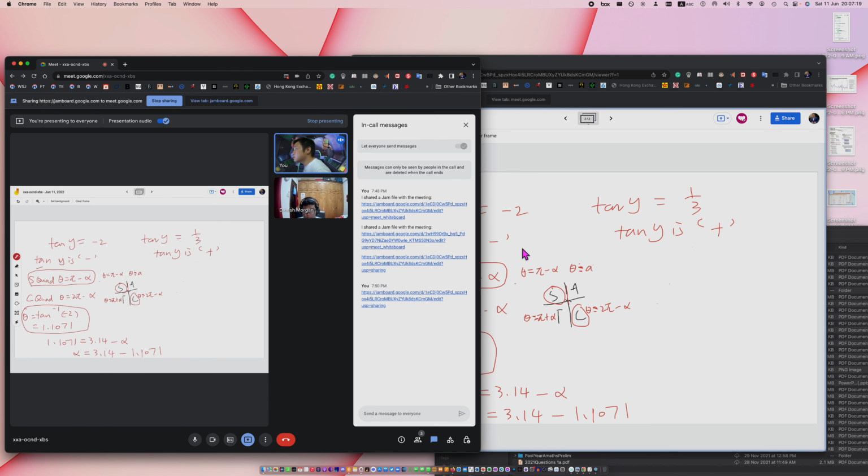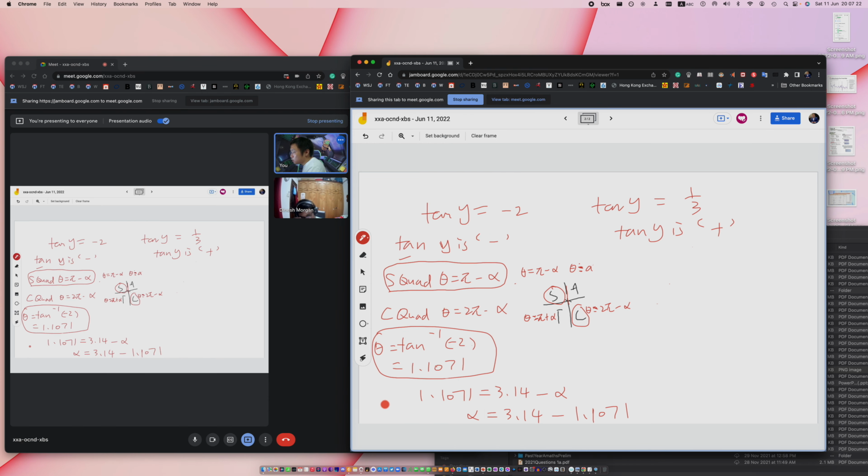Good. So now the theta is 1.1071, so it's in the S quadrant. Can you give me the basic angle now? Just write the basic angle there.